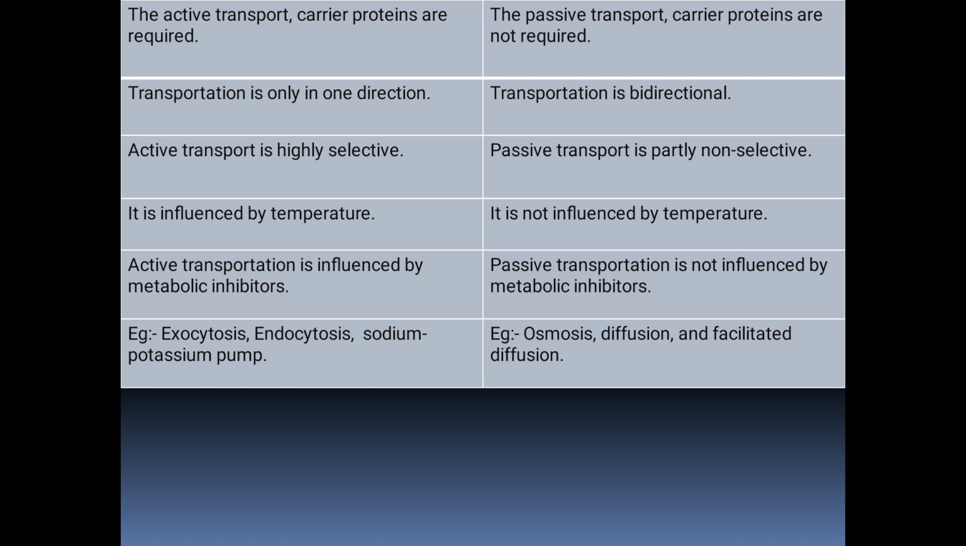Active transport is highly selective. Passive transport is partly not selective. Active transport is influenced by temperature. Passive transport is not influenced by temperature. Active transport is influenced by metabolic inhibitors. Passive transport is not influenced by metabolic inhibitors. Examples of active transport are exocytosis, endocytosis, and the sodium potassium pump. Examples of passive transport are osmosis, diffusion, and facilitated diffusion.